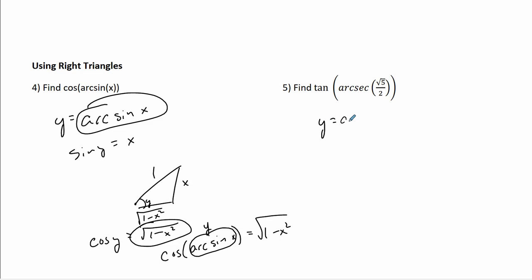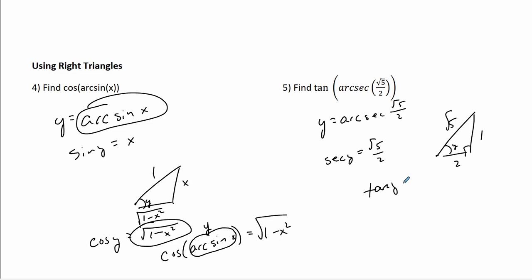So if I say y is equal to the arc secant of root 5 over 2, then therefore secant of y is equal to root 5 over 2. Now if I have my triangle, root 5 is the hypotenuse, y is my angle, this side is 2, this is 1, there's my right angle. And so then the tangent of y is equal to 1 over 2, sine over cosine. And then the tangent of the arc secant of root 5 over 2 is equal to a half. So hopefully you see what I'm doing there.